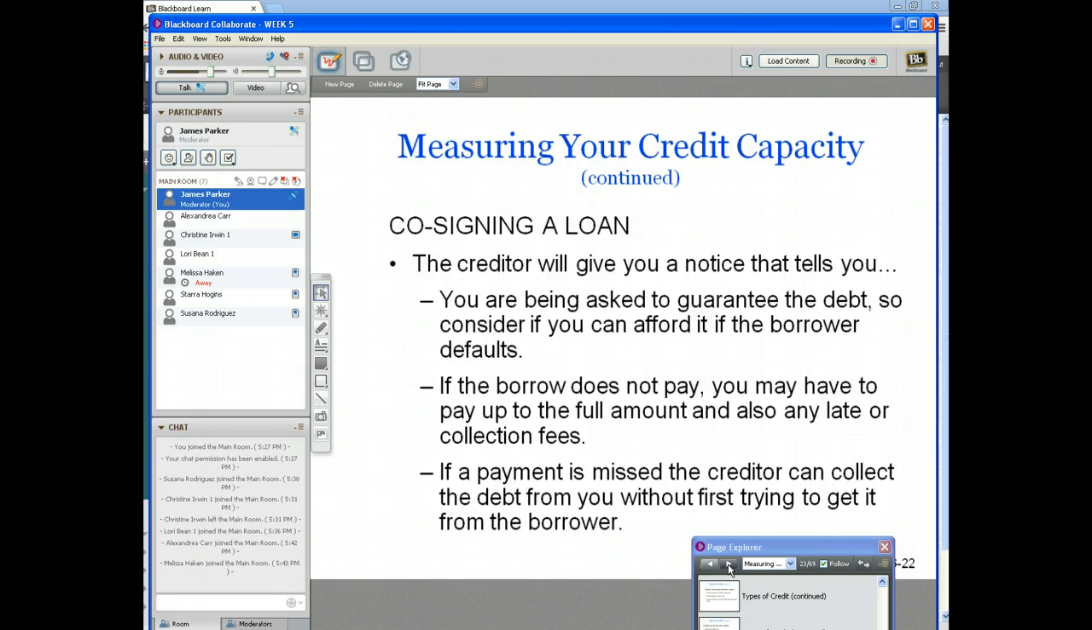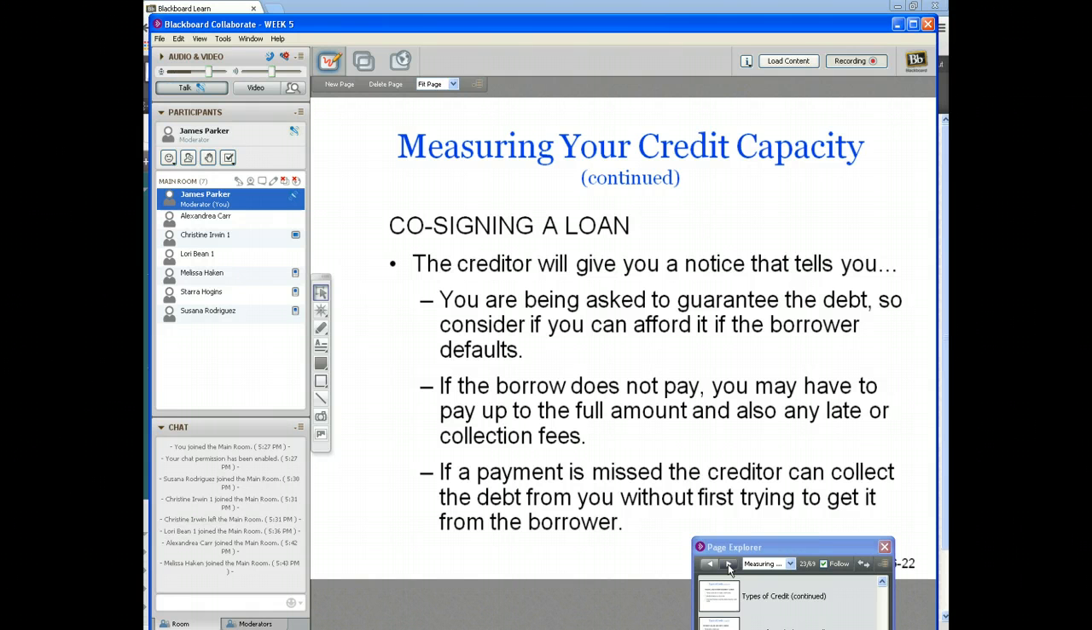Co-signing a loan, hopefully, people are probably not going to be relying on you to co-sign loans for them, at least for a little while. You may have to ask somebody to co-sign a loan with you so that you can get the credit. But you have to be very, very careful. Is this your parents, or your brother or sister, or something like that? I'm not going to get in your family business, but if you co-sign the loan, you're guaranteeing the debt.